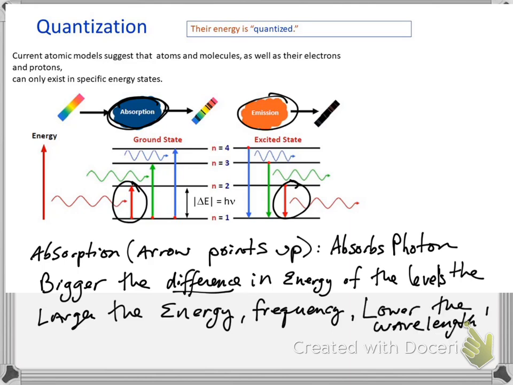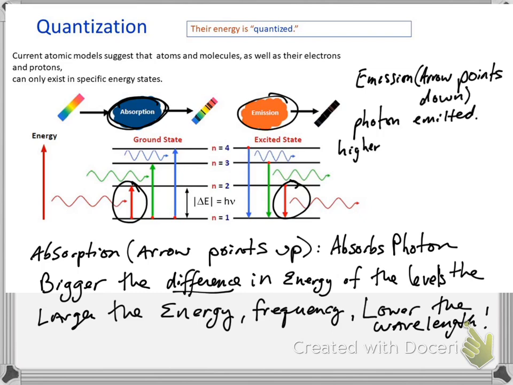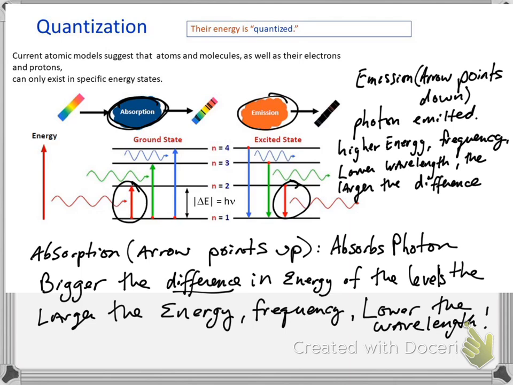So these are really important aspects when you start comparing relative energies, as we'll see is done in the homework that we'll be working through in a little bit. Emission, arrows are pointing down. Photon emitted, and the higher the energy gap, right? So the higher the energy and frequency and the lower the wavelength, the larger the difference in energies. Okay, so that's really important. So red is going to have the lowest energy, lowest frequency, largest wavelength. Blue will have the highest energy, highest frequency, lowest wavelength.